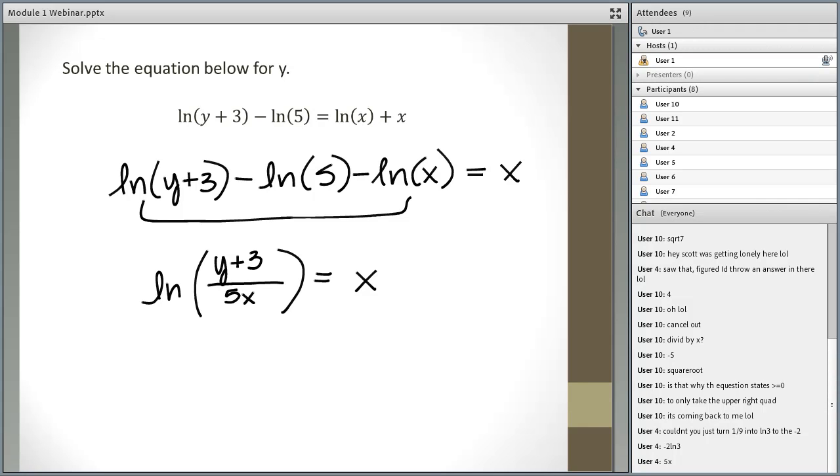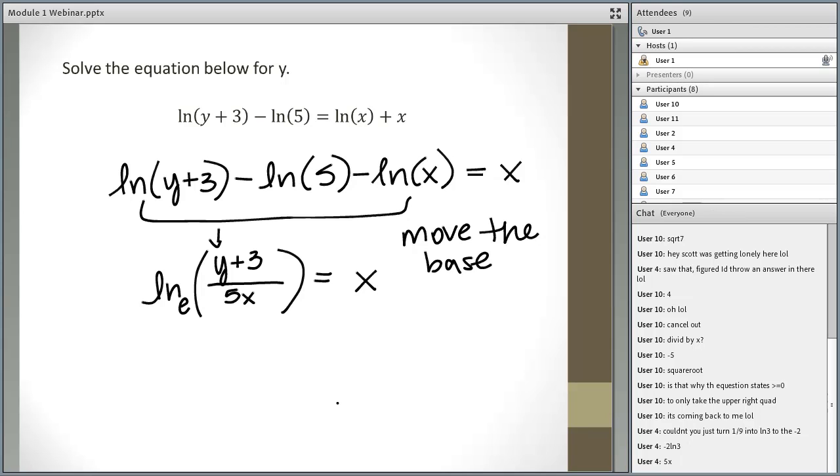To get rid of the natural log, because I need to get y by itself, I need to move the plus 3 and the 5x. But first I need to get rid of the natural log. And how we do that is we move the base. The base of natural log is e. We don't typically write it there because when it's a natural log function, it's assumed to be e.